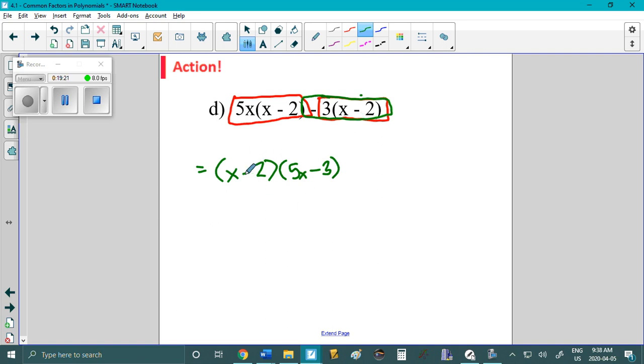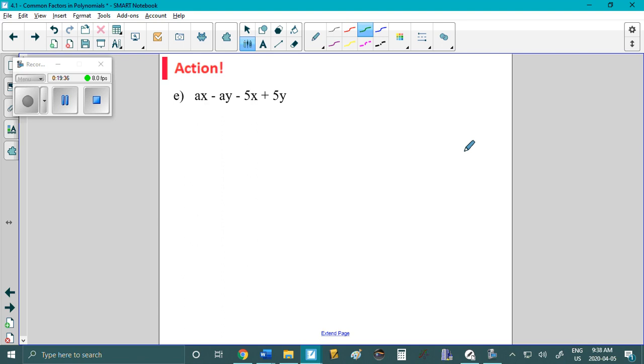When you expand this, it's going to look a bit weird. It's not going to look exactly like this. But if you then go and expand this, and collect your like terms and simplify, you will find, I believe, that it is the same. Okay, last one. Last one, and I'm not as concerned about this one.